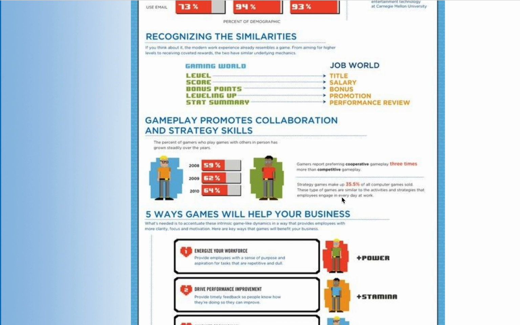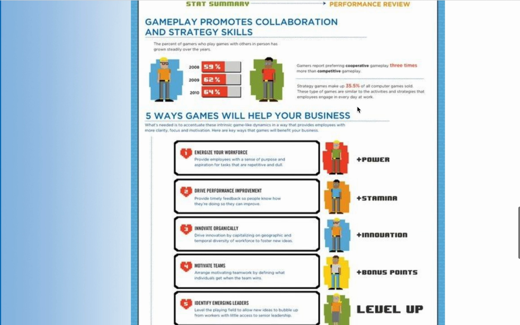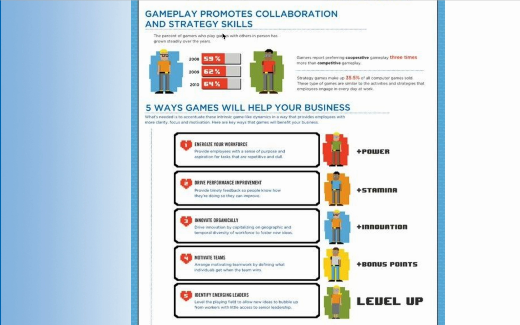You can score points. If you look here, leveling up is a title. Scoring points is your salary. Bonus points is a bonus that you earned. Leveling up is your promotion. And then a stat summary is your performance review. So it promotes collaboration and strategy skills.